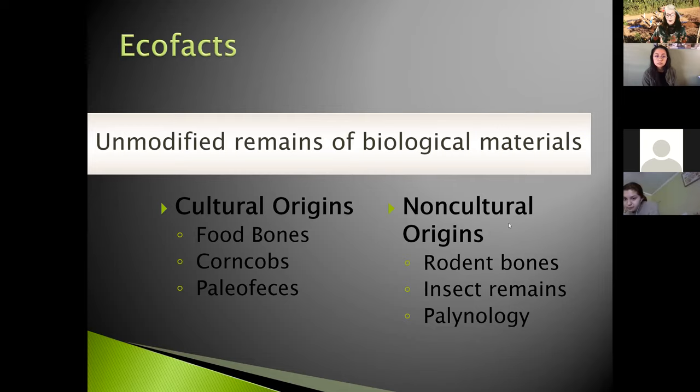If it is something that's there, but humans didn't bring it in, it isn't present in the context because it's directly related to something that a human wanted, ate, or used, then we would say it looks like it's of non-cultural origins. Might be things like rodent bones, bug remains.